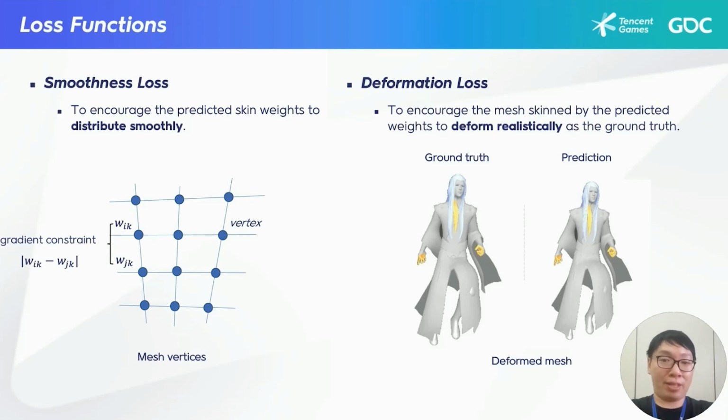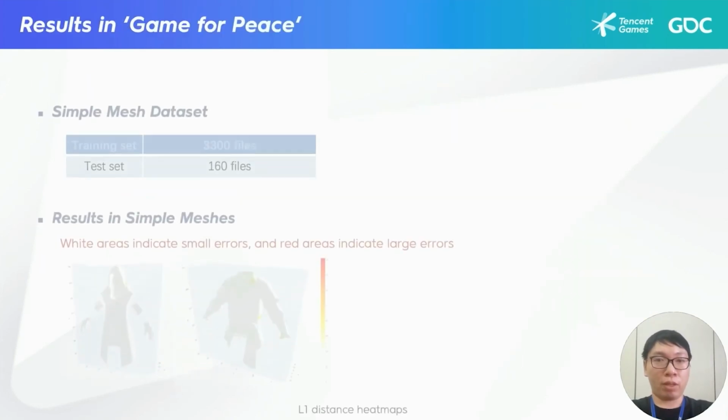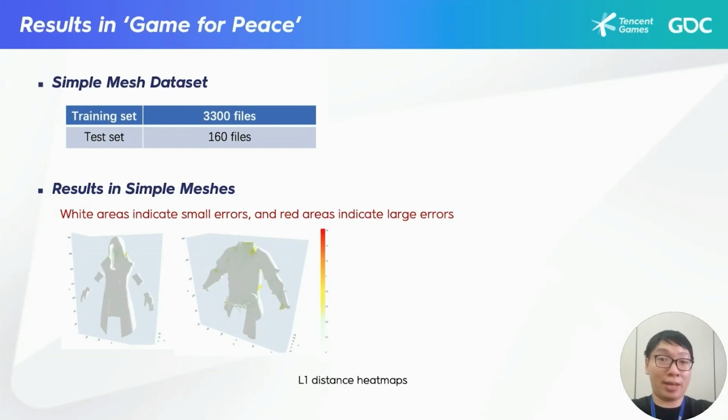Next, let's examine its results. We collected over 3,400 simple meshes from game pieces and split them into 3,300 training samples and 160 test samples. To evaluate the neural network, we used an L1 distance heat map that highlights prediction errors in red and accurate predictions in white. The results indicate our model's predictions are highly accurate with small errors.